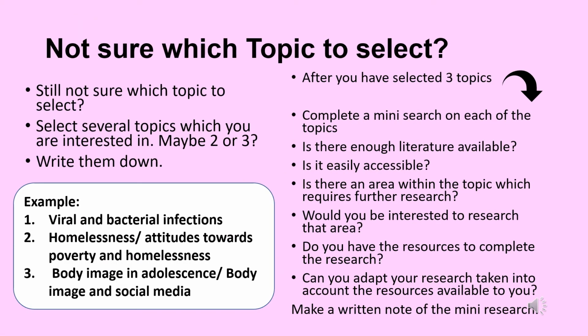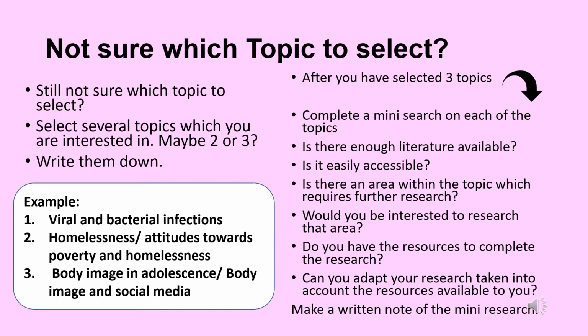So potentially there are several topics that you are interested in, but you're still not sure which one to select for your study. At that stage, you could select 2 or 3 topics and actually write them down and do a little task which could help you selecting a specific topic for your research. So for example, I'm interested in 3 topics, which are viral and bacterial infections, homelessness and attitudes towards poverty and homelessness, body image in adolescence, body image and social media.